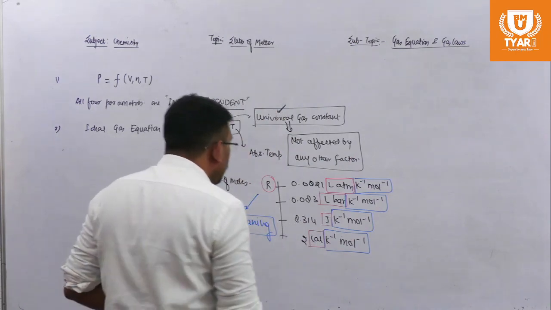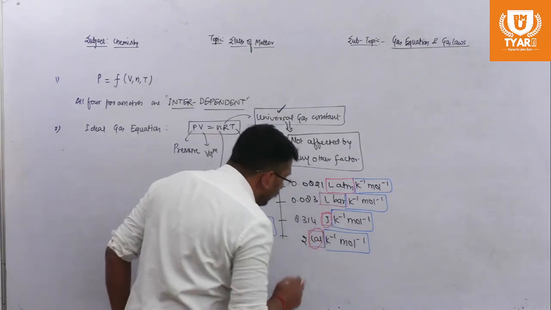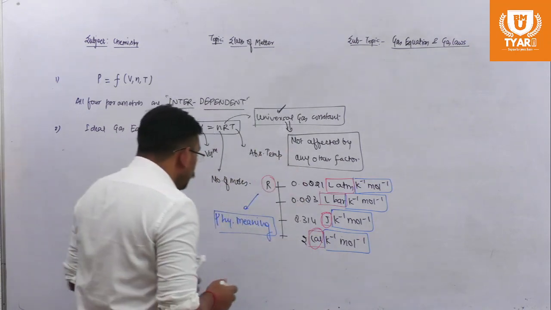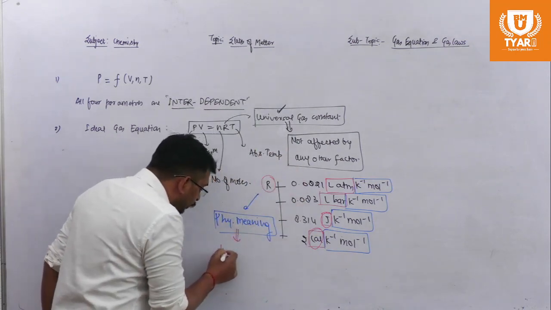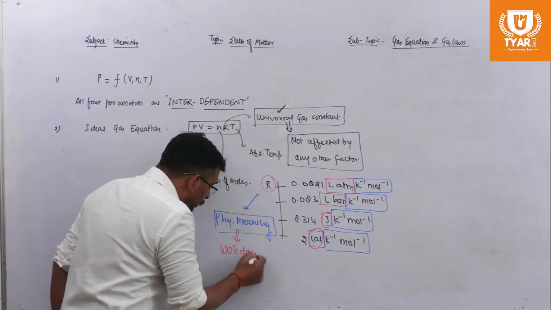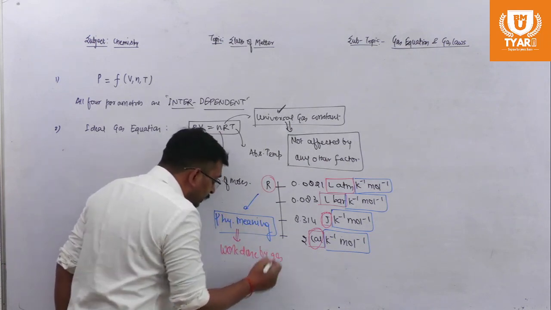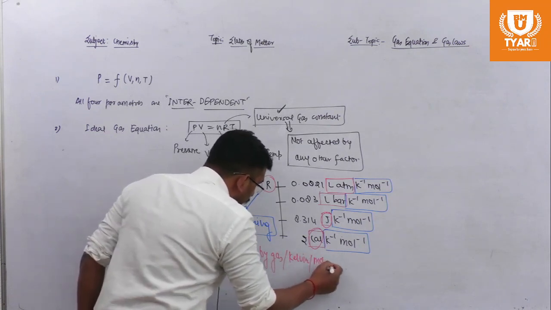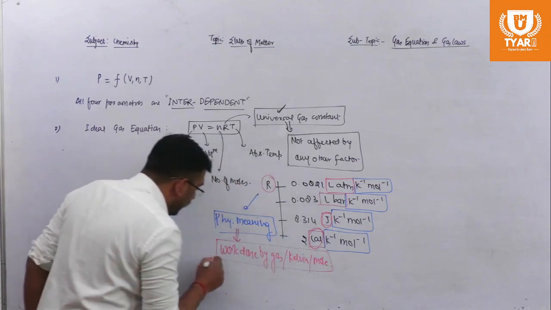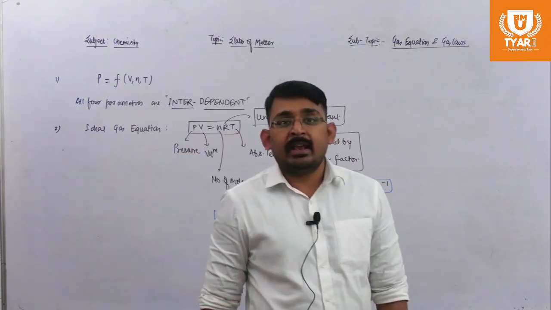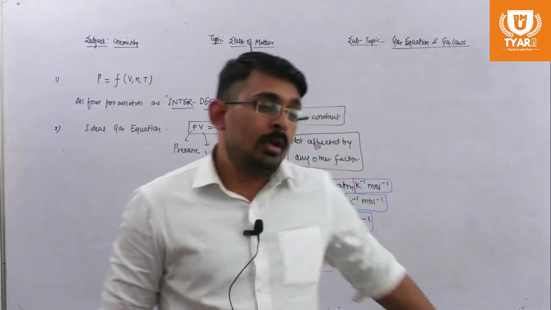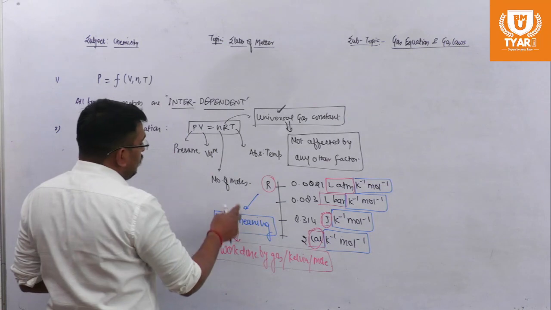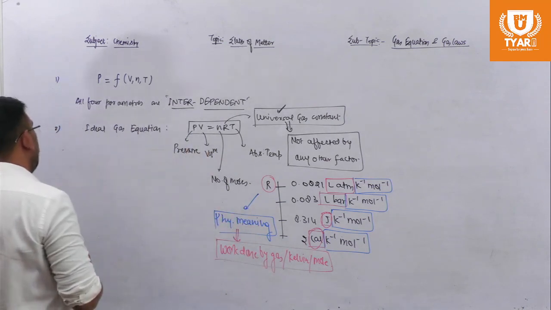We are very familiar with joule and calorie. These are the units of work done or energy. So the physical meaning of R is work done by the gas per Kelvin per mole. That is the physical meaning of R, right?